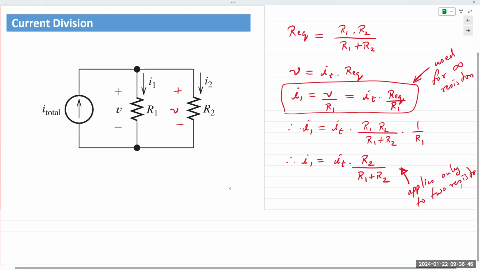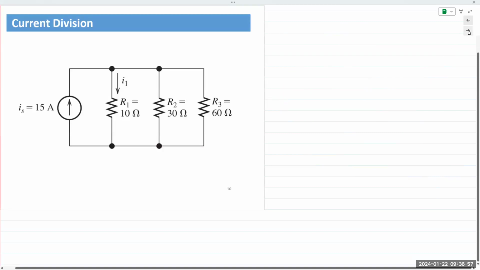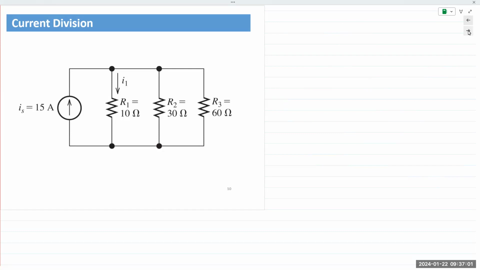We looked at voltage division. We looked at an example for voltage division. Then we looked at current division derivation. And then here's the example. So, any questions? Okay.